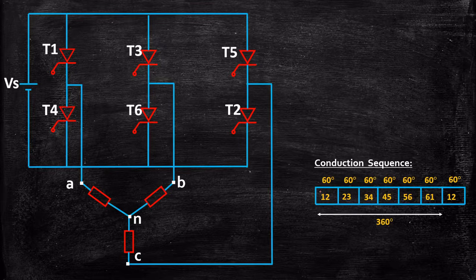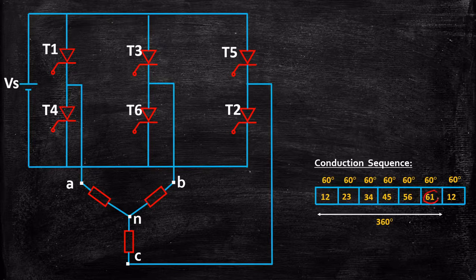If you carefully observe, each thyristor conducts for 120 degrees. Thyristor 2 is conducting from this interval to this interval, that is for 120 degrees. Again, when 3 starts conducting, it conducts for 120 degrees. Again, when 4 starts conducting, it conducts for 120 degrees. So each thyristor is conducting for a total duration of 120 degrees, and that is why this is called 120-degree mode.